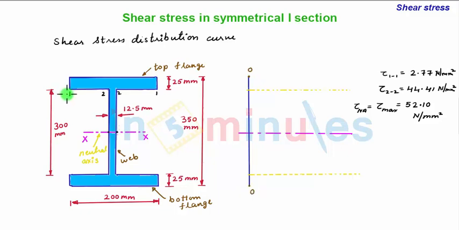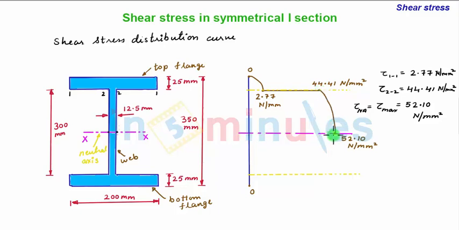Now shear stress at layer 1 is 2.77 Newton per mm square, and the variation from this extreme depth is parabolic. So here we have 2.77 Newton per mm square. Then your shear stress at layer 2, which is at the same horizontal level, has a value of 44.41 Newton per mm square. So your shear stress is changing to 44.41 Newton per mm square at the same level. Then your shear stress at the centroidal axis or neutral axis, which is also your maximum shear stress, has a value of 52.10 Newton per mm square, and this variation is also parabolic.